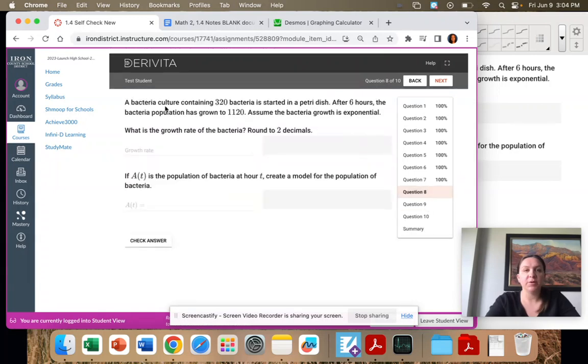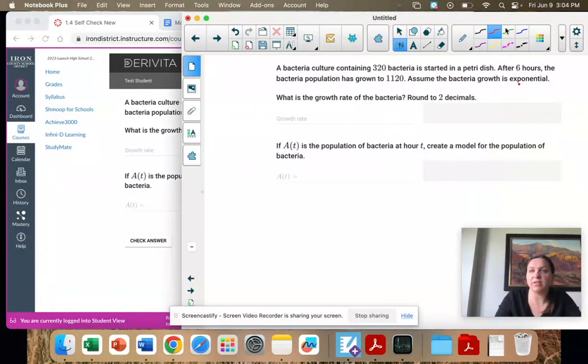All right, so we're on to question 8. A bacteria culture containing 320 bacteria is started in a petri dish. After 6 hours, the population has grown to 1,120. Assume the bacteria growth is exponential. What is the growth rate? Round to 2 decimal places.